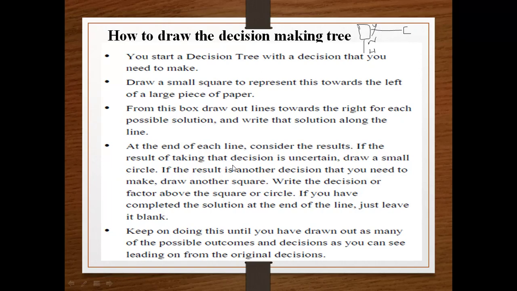If the result of taking that decision is uncertain, draw a small circle. Again, if you are uncertain about this, draw a circle here. If the result is another decision that you need to make, draw another square. Write the decision or factor above the square or circle. If you have completed the solution at the end of the line, just leave it blank. Keep on doing this until you have drawn out as many outcomes and decisions as possible, leading from the original decision.